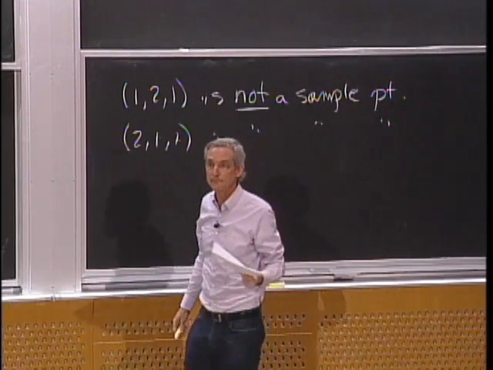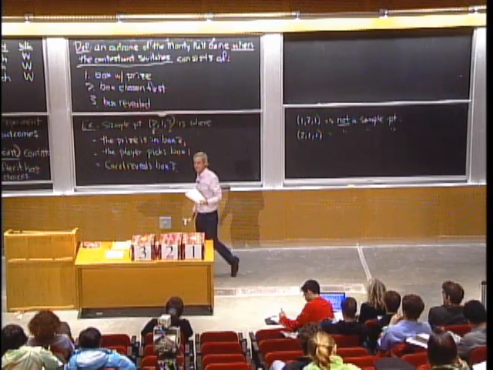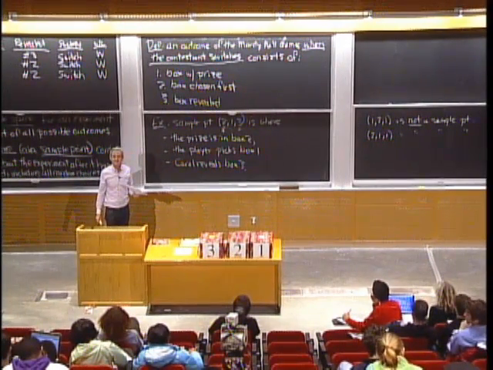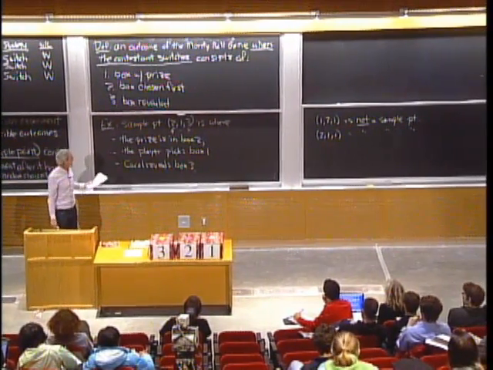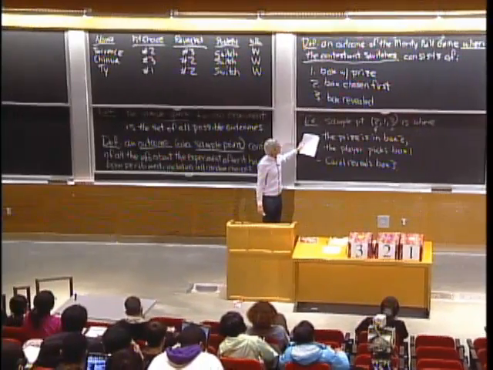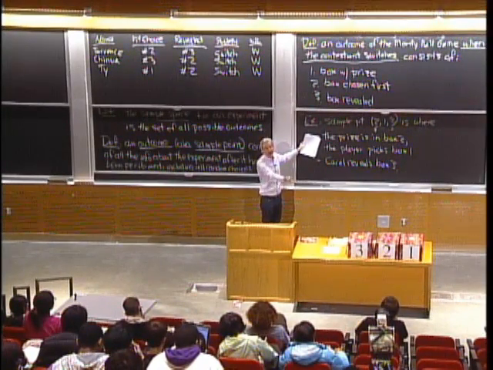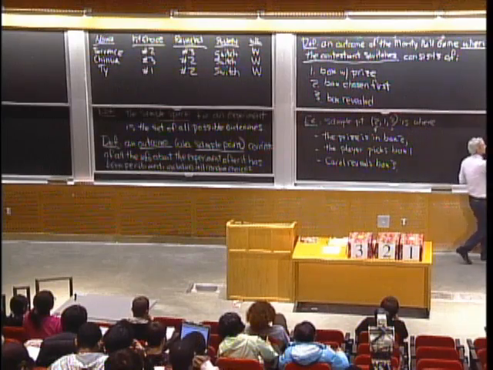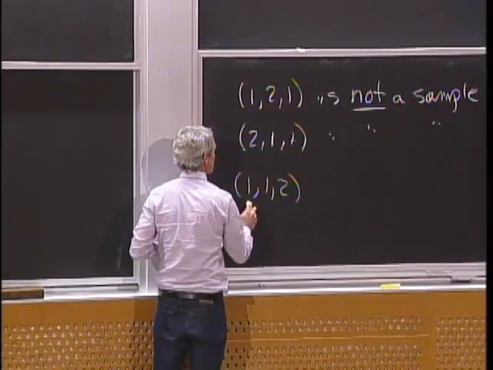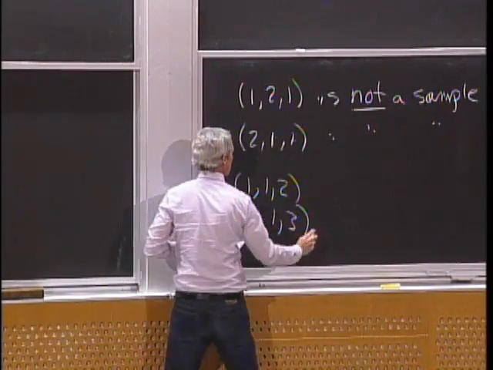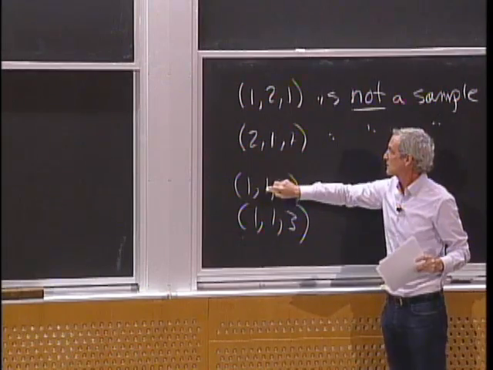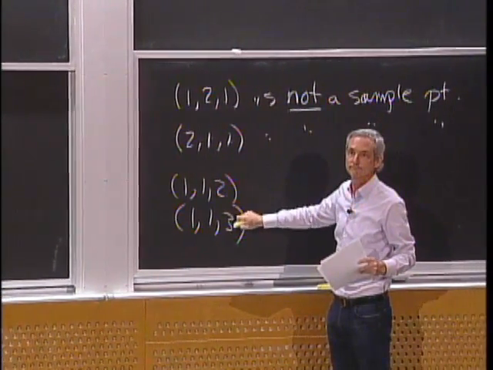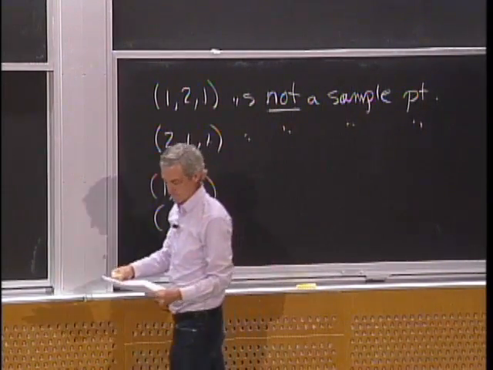I think the first 2 pieces of data actually define the third one. Or actually, no, if they're the same. Right. So if the player picked the box with the prize, which never happened in our case, for example, 1, 1, 2 and 1, 1, 3 are both possible. Because you could put the prize here, the player could pick it. Now Carol has a choice of revealing 2 or 3. Okay? So these are okay.